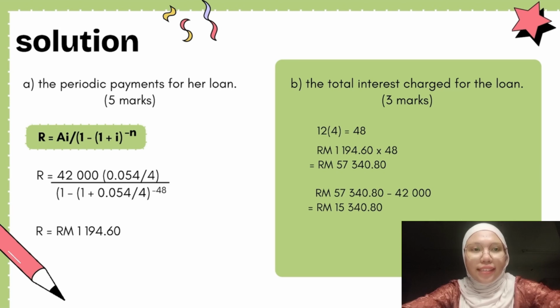1,194 ringgit 60 cents times 48 equals 57,314 ringgit 80 cents. Second, subtract the original loan amount, which is 57,340 ringgit 80 cents minus 42,000 ringgit equals 15,340 ringgit and 80 cents.